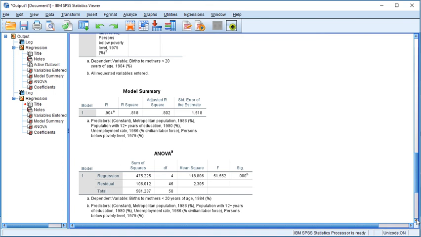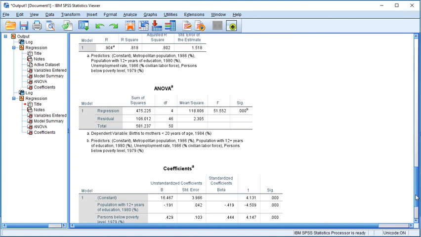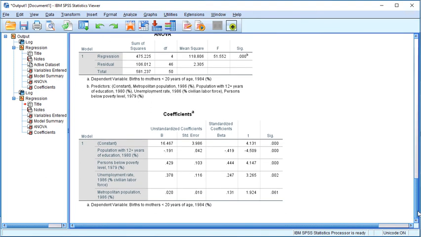We also notice down here the ANOVA table, which provides the mean square regression and mean square residual, its F-test and its significance value, as I mentioned before. And then we see the list of independent variables and their coefficients. So the regression model would be y equals 16.467 minus 0.191x1 plus 0.429 times x2 plus 0.378 times x3 plus 0.02 x4. That would be the regression model.